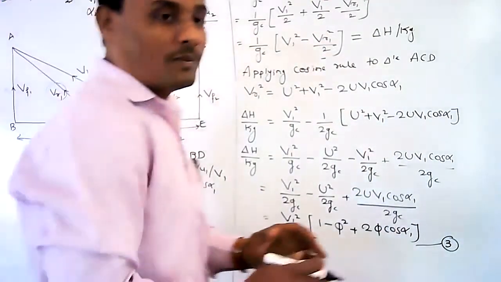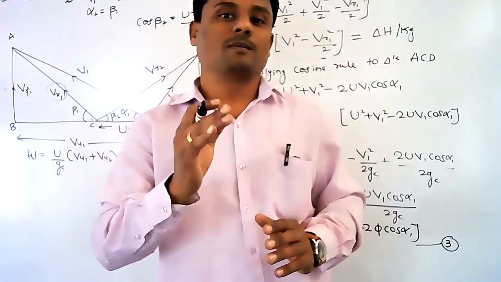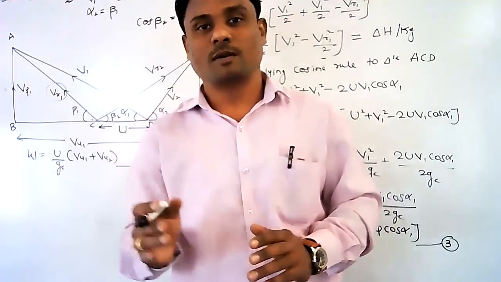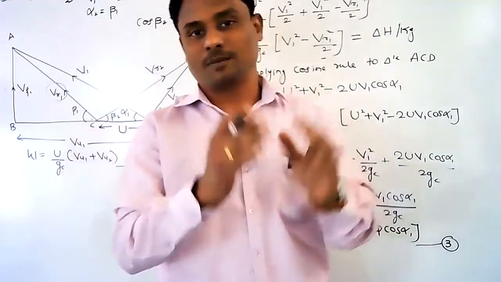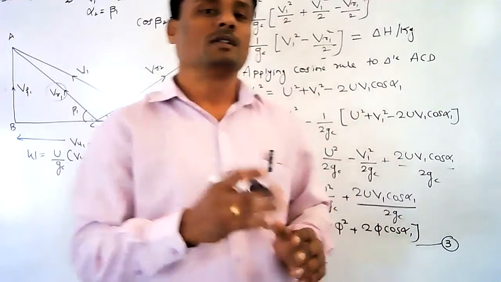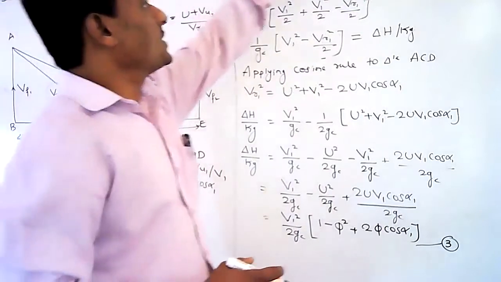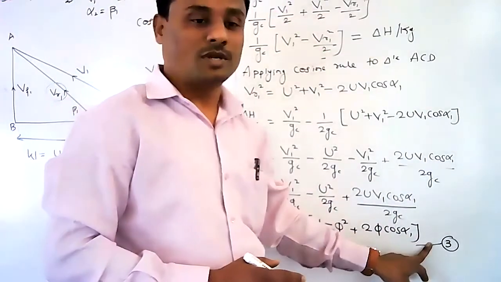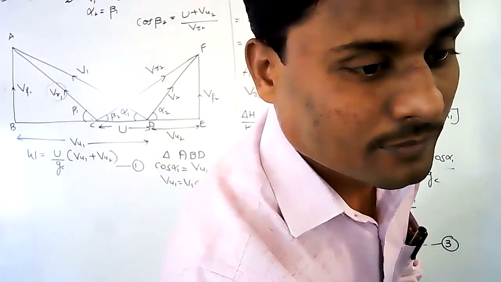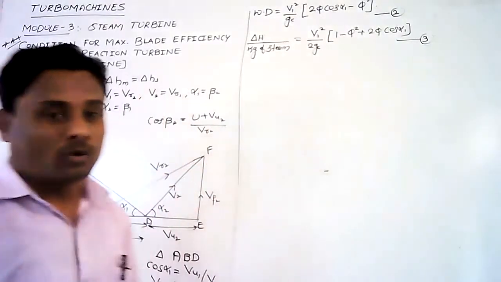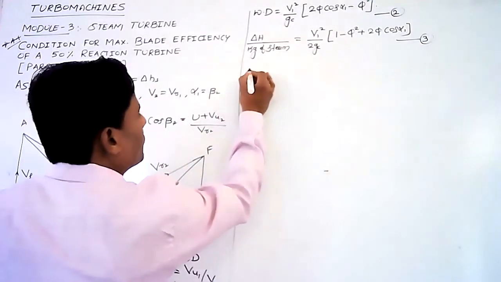Now, what is the definition of blade efficiency? It is the ratio of the work done per kg of steam by the runner divided by the total energy supplied or total enthalpy drop per kg of steam in that particular stage. So this is the definition of the blade efficiency. Okay. So in that blade efficiency equation, just substitute equation number 2 divided by equation number 3. So you will get the efficiency of blade. Now we have both the equations, equation number 2 and equation number 3.